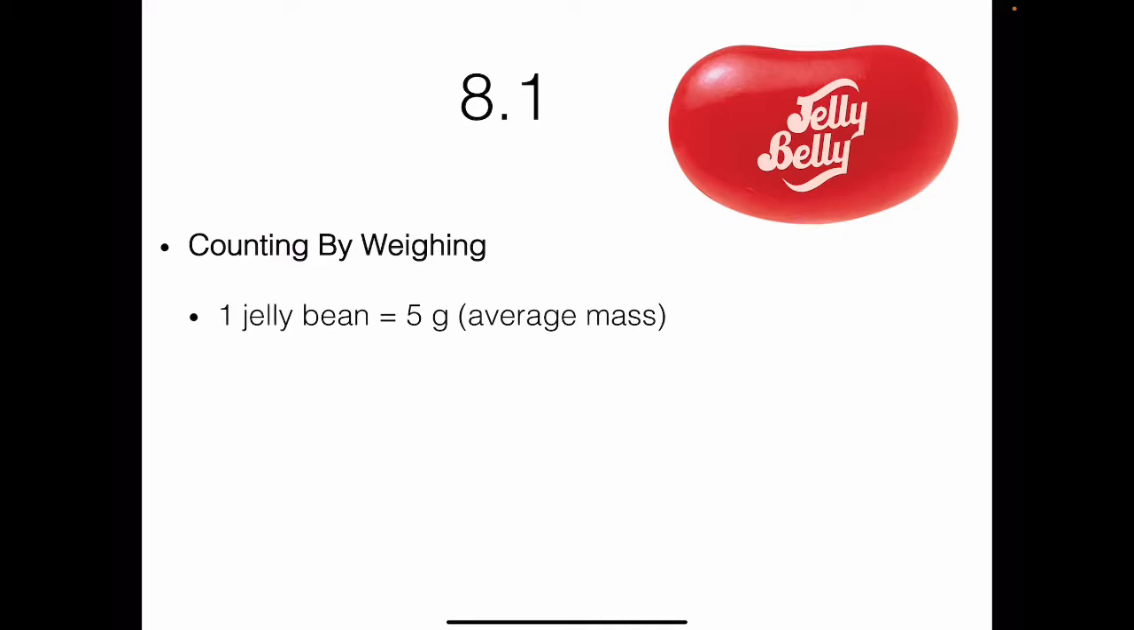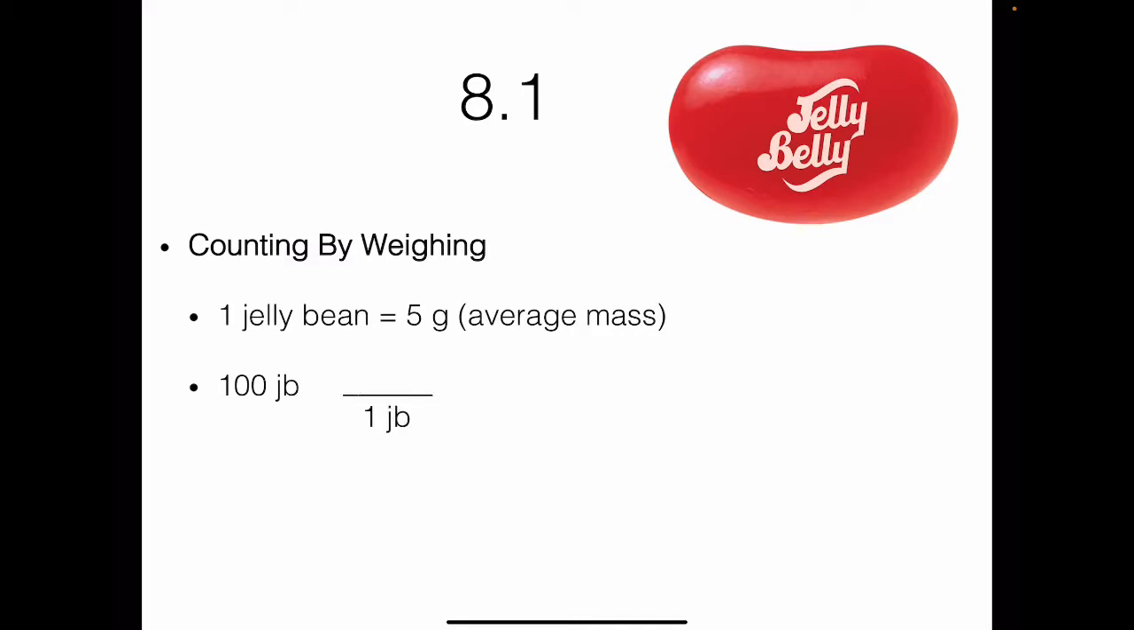So remember, it's not going to apply to each and every jelly bean. But this is just a way for us to say, okay, on average, a jelly bean weighs 5 grams. So sometimes I may get more than 5 grams, sometimes slightly less. So we want to know what is going to be the mass of 100 jelly beans. And remember, this is so we can say, I'll take this many grams rather than counting out 100.